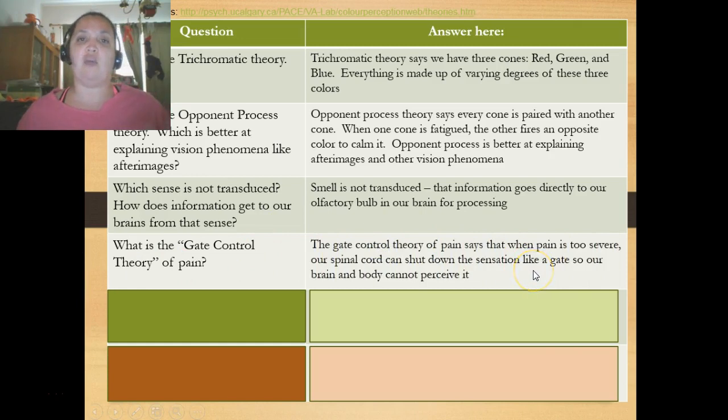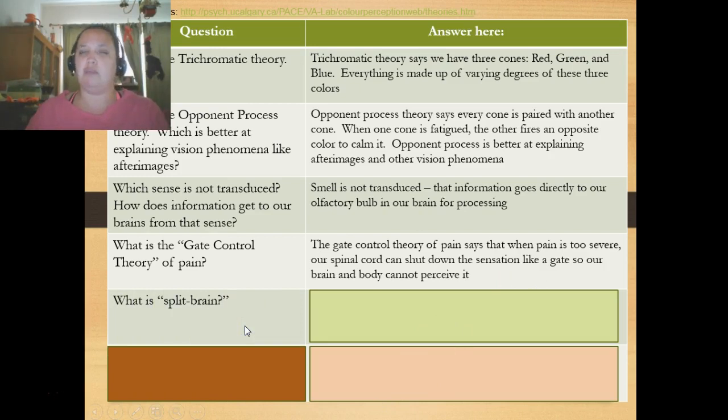The idea is that when we experience pain that is too severe, our spinal cord can actually, it's like a gate, boom, it shuts down on those nerves. And it shuts down the sensation so that our brain and body can't perceive it. It gives us a moment to go, wait a minute, what happened? And organize ourselves and then react. So yes, unfortunately, after a few minutes, I was pretty sure I had figured out what had happened. But initially, that gate control shut me down until I was ready to perceive the pain.